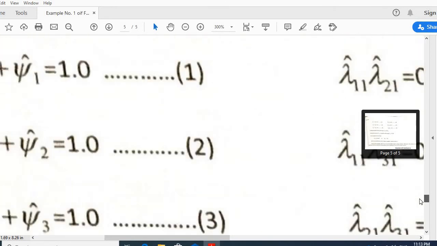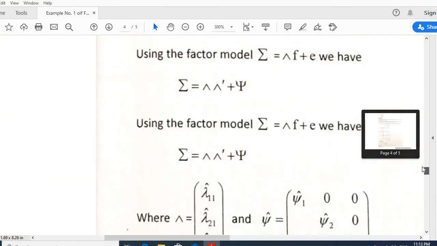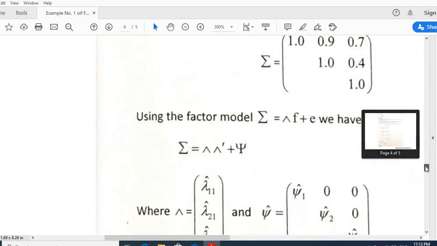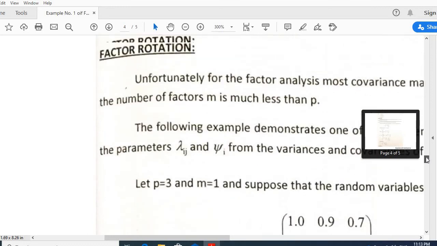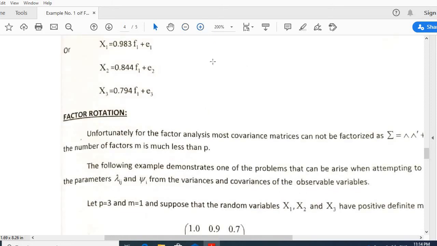Now I will share here another example. It is not an example, I think, only a text about the previous example. Listen attentively. Factor rotation.